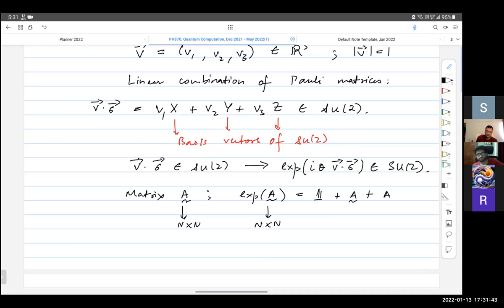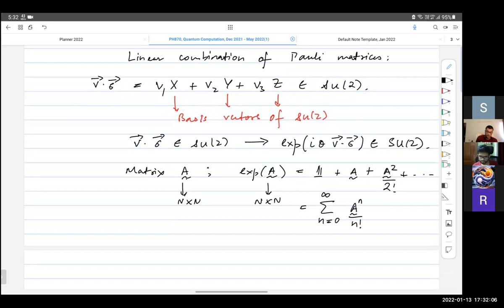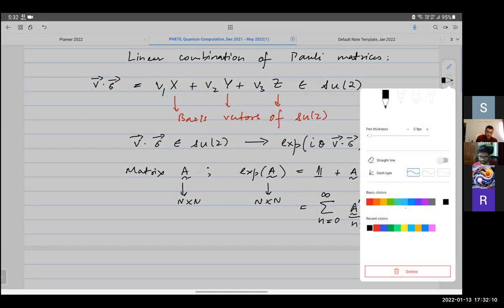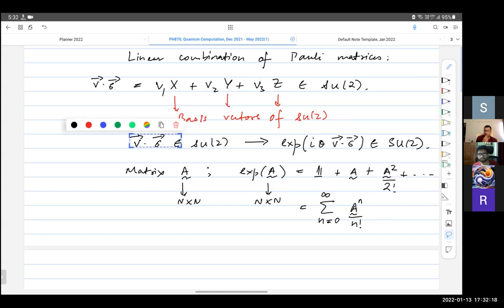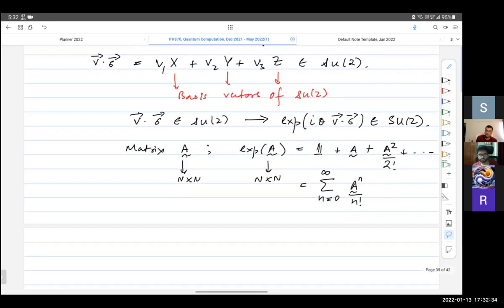And you can define this as a series sum of this form, right? The way that you normally take the exponential of any number. So this object V dot sigma, this is a matrix, right? You can call it A if you want. When I multiply it by i theta, it is another matrix, right? So when I exponentiate this, I get a matrix, okay?